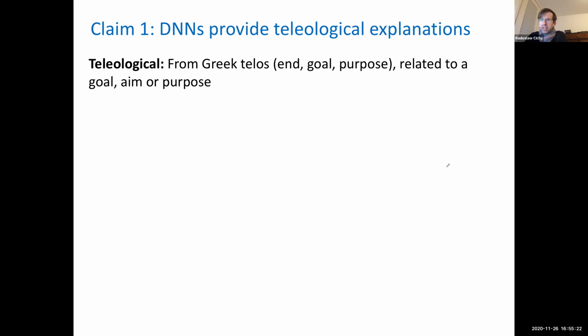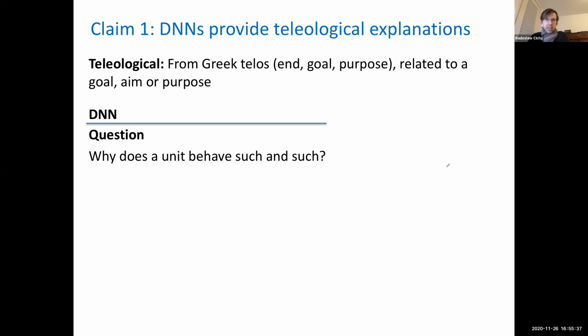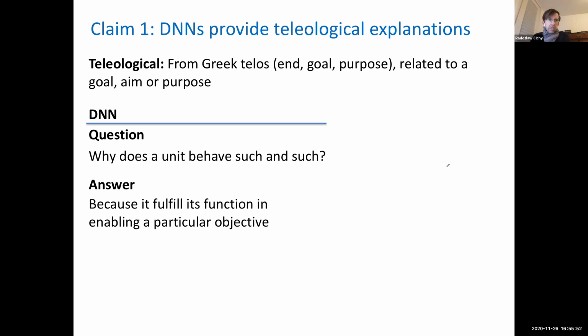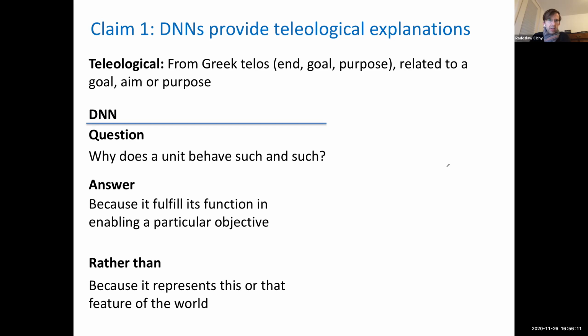They provide a different type of explanation, something you might call a teleological explanation, where teleological refers to telos from the Greek, and goal or purpose, meaning that it's related to a goal, aim, or purpose. This is what you're explaining. So to make this clear, if you look at a deep neural network and want to know why a unit behaves such and such, what this part is doing, and it bothers you. There's a million parts and you don't know what this part is doing, so you pose the question. Then the answer is not, oh, because it refers to oblique edges at the lower left quadrant, telling me what it refers to in the world, but rather because it fulfills its function in enabling a particular objective, which is the overall objective on which this network was trained, rather than because it represents this or that part of the world.